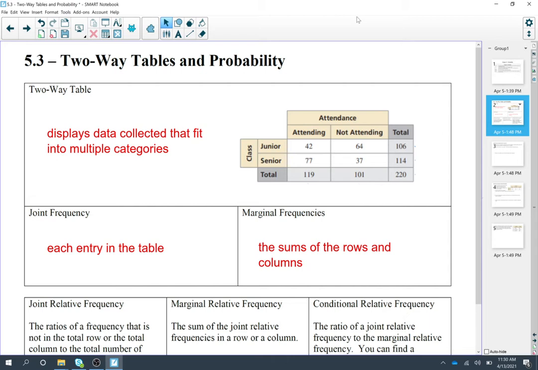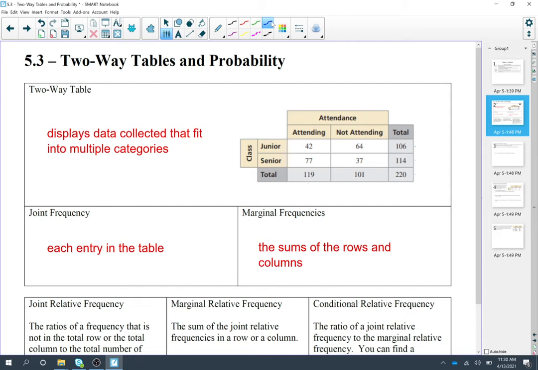So for example, over here, we have juniors and seniors who are either attending or not attending a dance or some sort of school function. So they would fit into two categories. I could either be a junior, and then I would also fit into a category of attending or not attending. Or I could be a senior, and then I would either be attending or not attending. So the two different categories are class versus attendance.